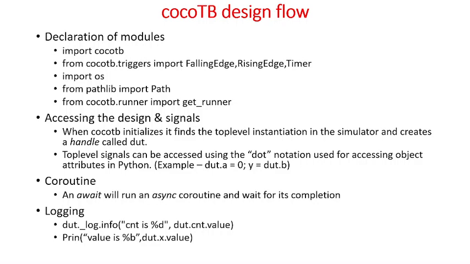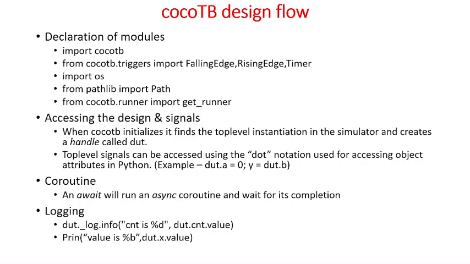The coroutine actually calls the handle DUT, and inside the DUT we have a lot of objects, accessed using the dot operator as object attributes, because it's a well-known fact that Python supports object-oriented programming. So dut.a equal to 0 means we are writing input from CocoTB. Y equal to dut.b means we are reading an output value from the DUT to CocoTB.